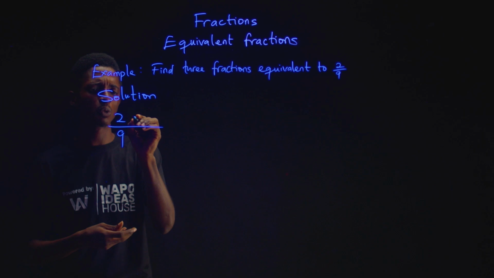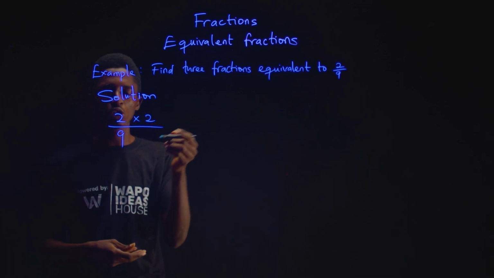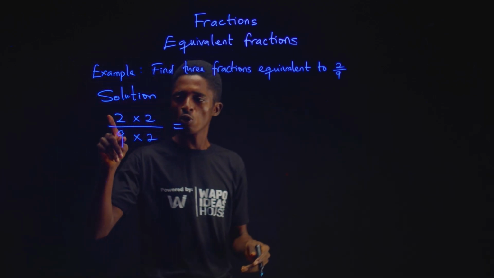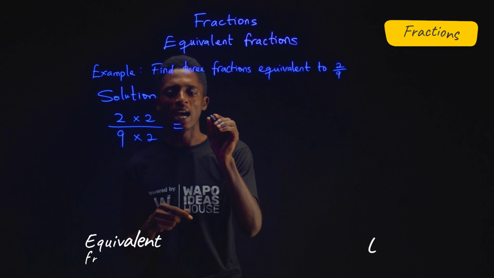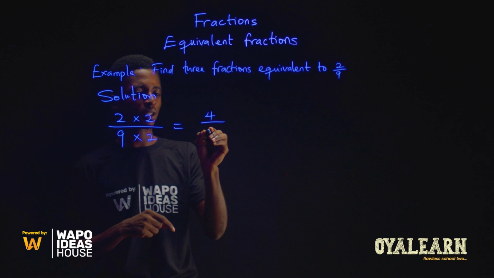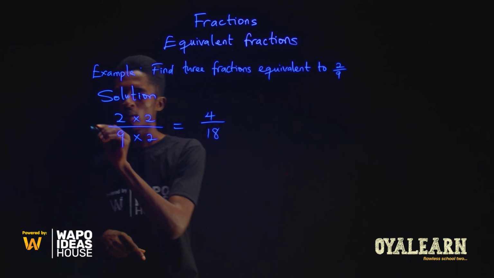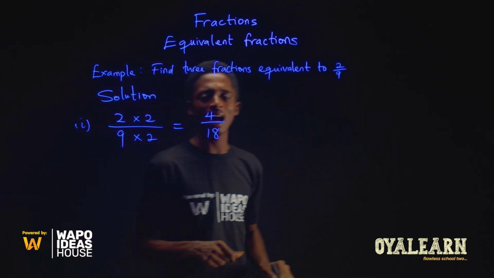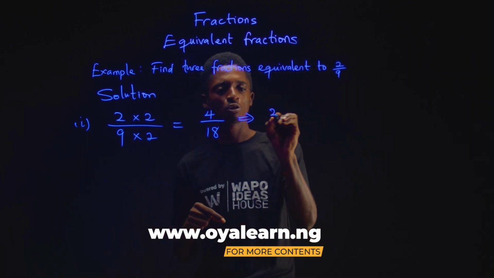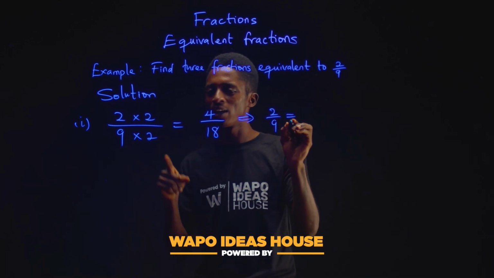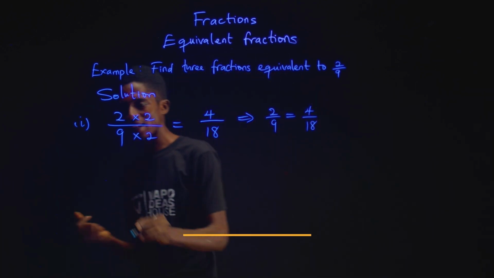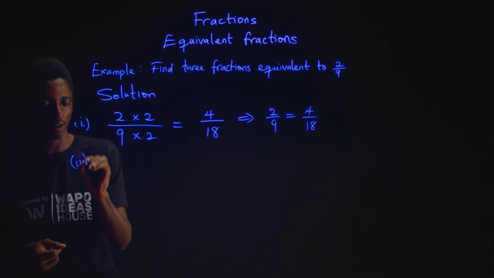So let's multiply first with 2. Multiplying the numerator by 2 and the denominator by 2 would give us what? So we have 2 times 2, and we get 4 over 9 times 2 will give us 18. There, we have gotten our first equivalent fraction, because this implies that 2 over 9 is equivalent to 4 over 18. Now let's do another one, since we are to do 3 of these.